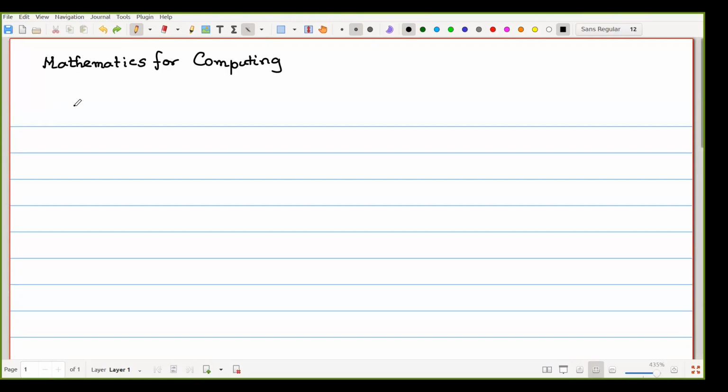Today, our topic is the complex number. Now, before we start about the complex number, there is another term. That term is very important and connected with the complex numbers, that is known as the imaginary number.